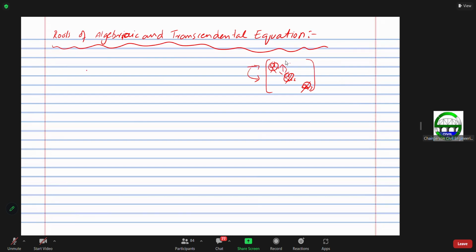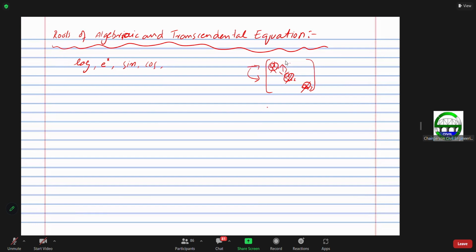Anyways, in the previous class, we were talking about the solution of linear equations. But in this one, we will talk more about algebraic and transcendental equations. For example, where log, exponential, sine or cos functions are involved, these are known as transcendental equations. So we will try to solve this one.